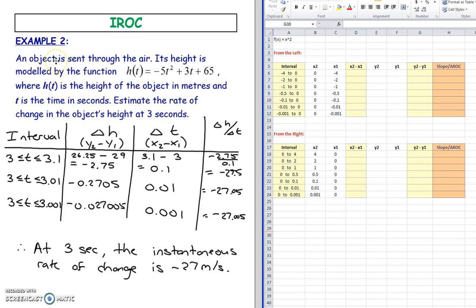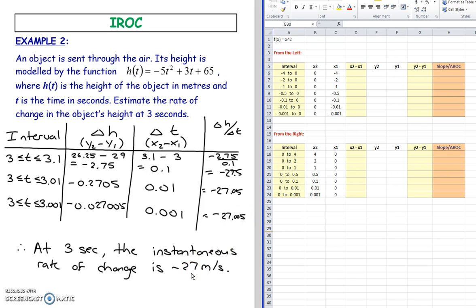You're talking about an object that's being thrown up into the air. It's modeled by this equation. You have to create an interval chart for a specific time. They're going to ask you for the instantaneous rate of change, your IROC, at a specific x value. Then you're going to calculate a bunch of slopes. Each of these slopes represents your AROC, your average rate of change over a specific interval. Once you've calculated them all, they should be approaching a certain number. If they aren't, you probably did something wrong. Whatever they're approaching, that number is going to be your instantaneous rate of change.